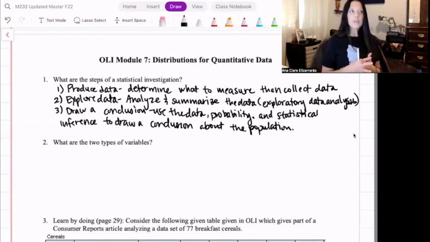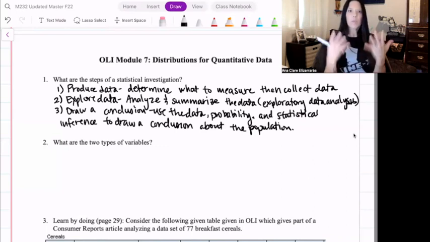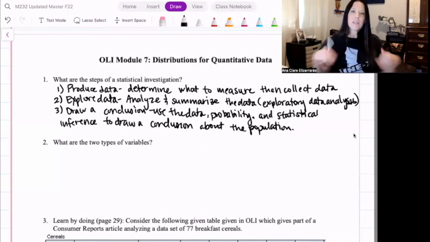What happens is you have this question that you want to answer. And so to answer that question, you think about what it is that you want to measure, and then you go and you get the data. And then once you have the data, you analyze it. And then once you've analyzed the data, you make an inference to the population.